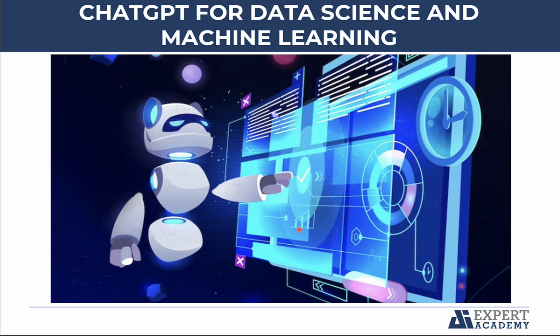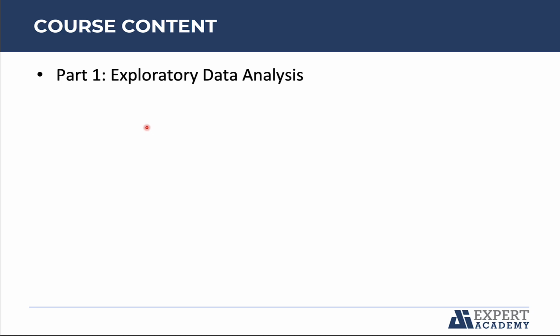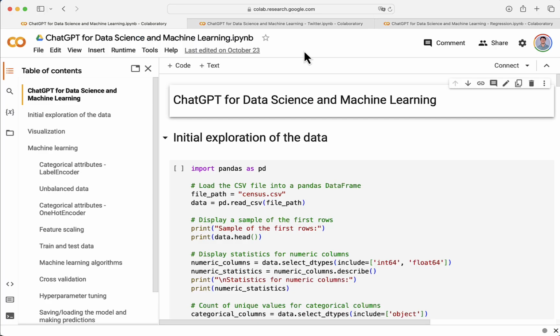Now I'm going to show you the content that is going to be covered. In the first part, we are going to implement exploratory data analysis. All implementations will be done using Google Colab Online, so you don't need to worry about installing the libraries on your own machine. As you can see, this is the first file that we are going to implement step by step with the help of ChatGPT.